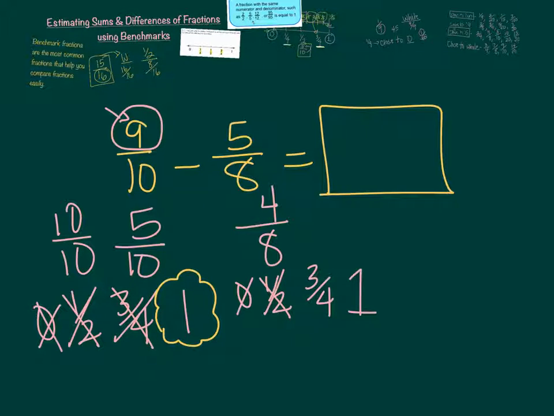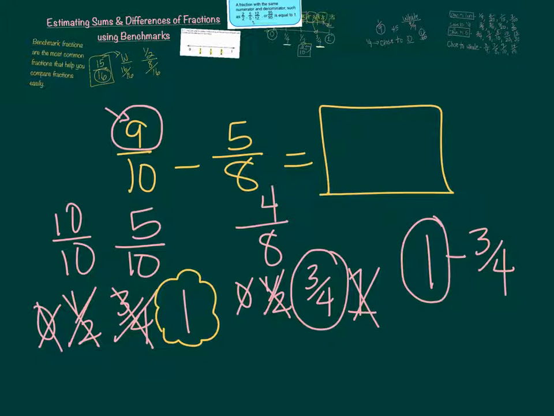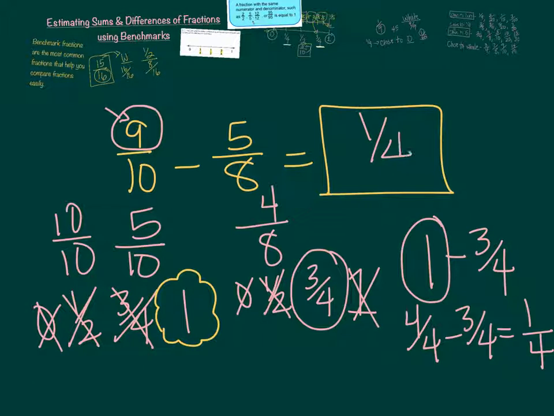Well, in order for it to be close to a whole, the numerator needs to be either 7 or 8, and this is 5. So it's not going to be the 1 because it's not that close to a whole. Here, I'm going to have it as 3/4. So my new problem would be 1 minus 3/4. And remember, what is 1 whole? What does that equal? If it's in fourths, it is, good, 4/4 minus 3/4 would give us 1/4. So 9/10 minus 5/8, estimating it, would be about 1/4.